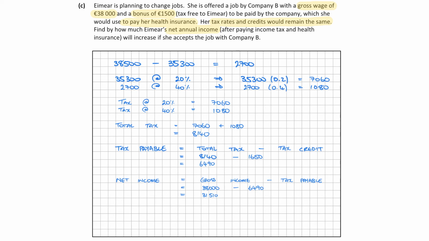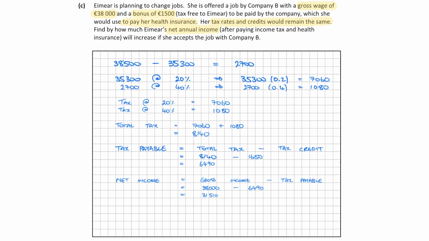If we want to see the difference between them, so obviously we didn't have to factor in the insurance because the insurance is 1,500, but she said she was going to use the bonus that she got to pay that. So we could subtract the insurance of 1,500 and then add the bonus of 1,500, but we'd end up with the same figure, so there's no point.